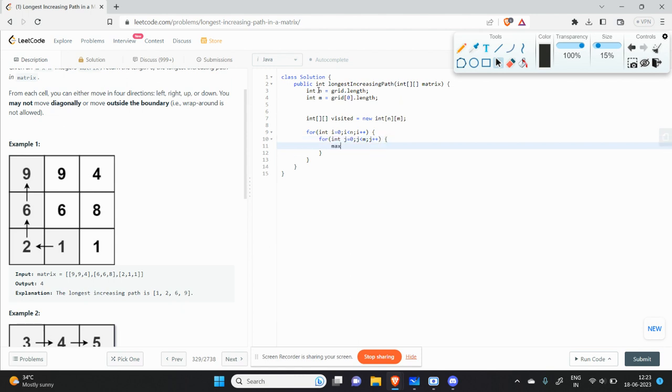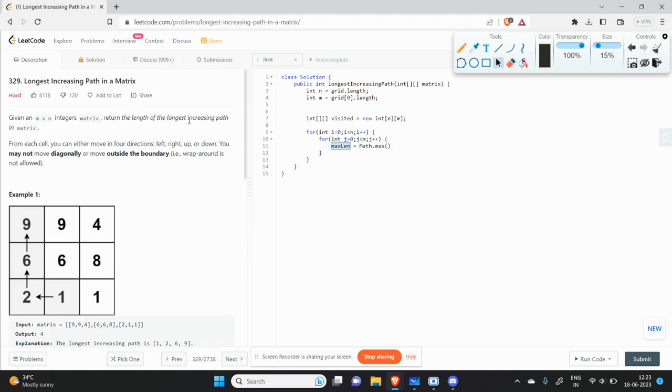Okay, so we just need to return the max length at any point of time. So what I will do, from each possible cell, I will just calculate the length, and whatever the maximum length is possible, I will just store it, because at the end we just need to return the length of the longest increasing path in the matrix.